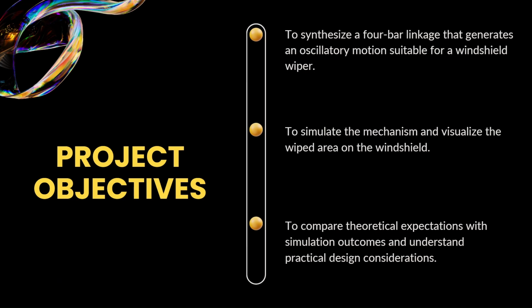Now let's look at the objective of our project. Our very first objective is to synthesize a 4-bar linkage which will do an oscillatory motion that will be suitable for our windshield wiper. Then we have to simulate the mechanism and visualize the wiped area on the windshield. And later on we have to compare theoretical expectations with simulation outcomes and understand practical design considerations too.